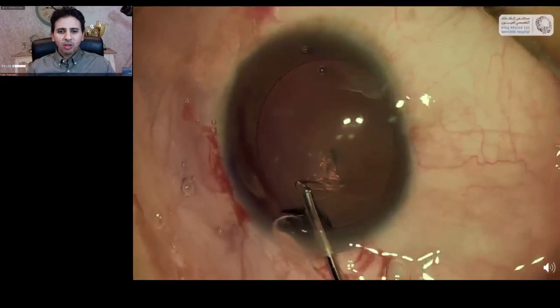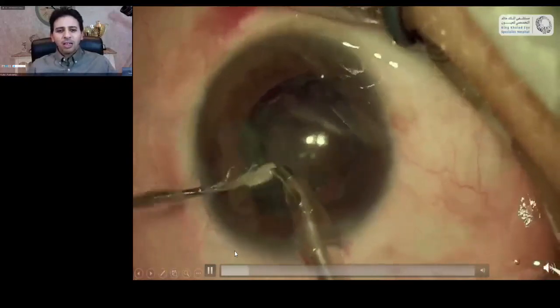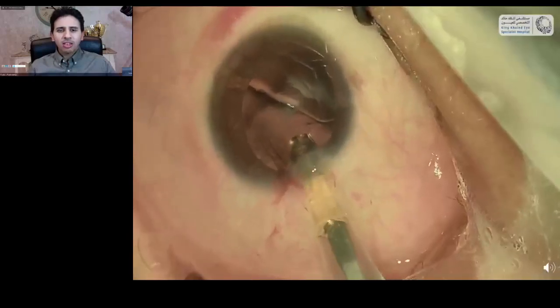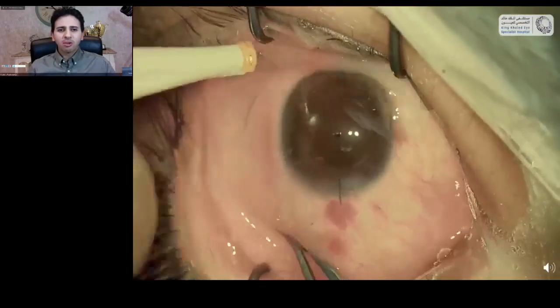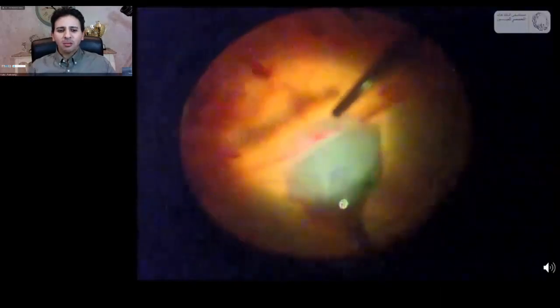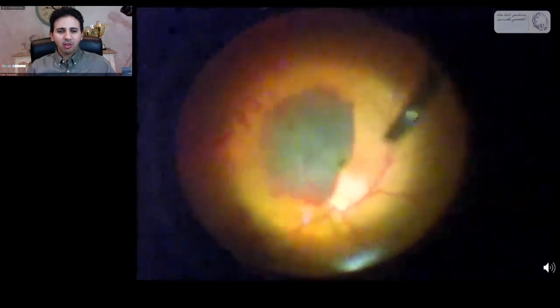So we started by doing her cataract surgery, which was uneventful. And then as soon as we started the vitrectomy, we started seeing a very dense vitreous hemorrhage anteriorly. After removing this vitreous hemorrhage, we started to see things behind. And lo and behold, we saw this large subretinal dark mass of blood that had developed under her retina.